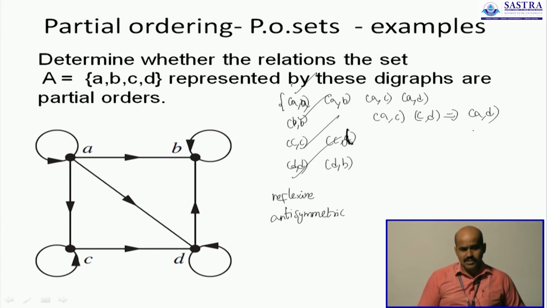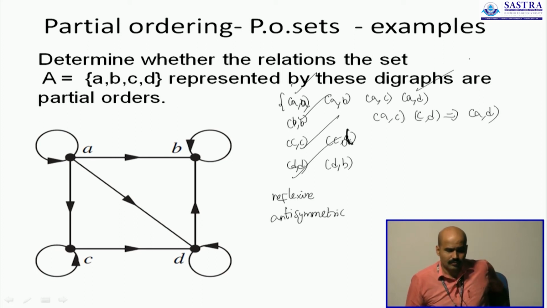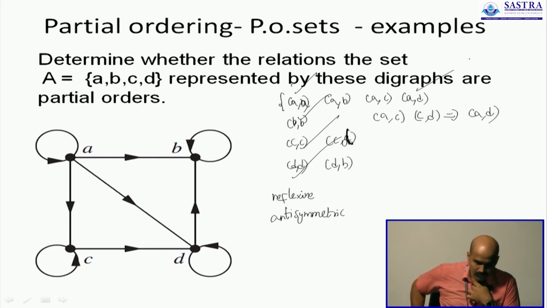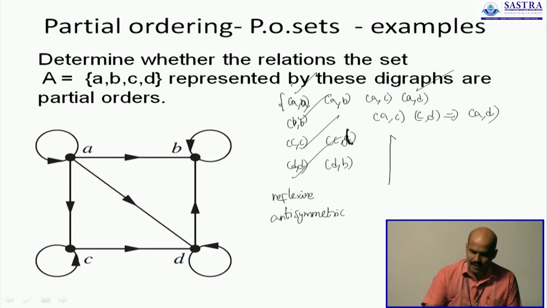AD is actually present. AD is the pair that you have here. AC is present, CD is present, and hence AD is present. The edge is available, so that won't be a problem to us. Let's try and write the matrix if that will help us.